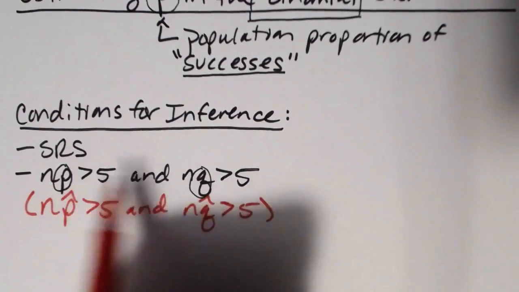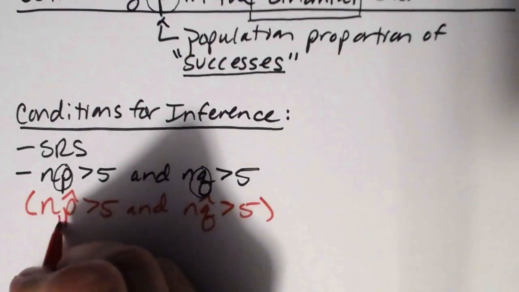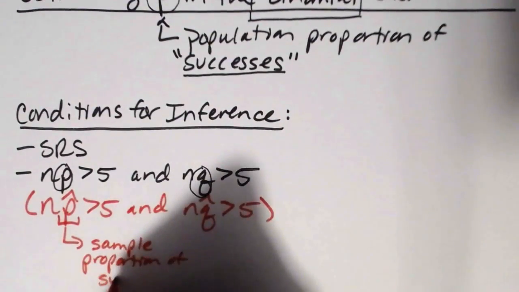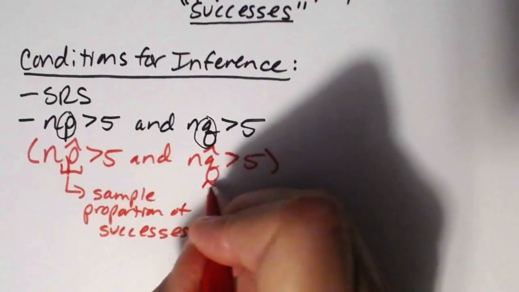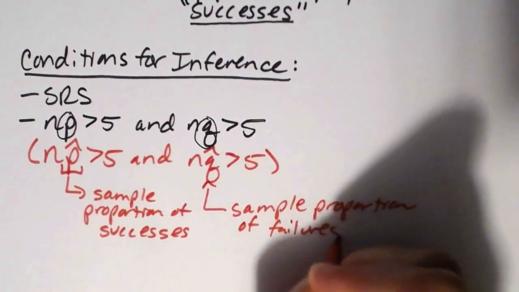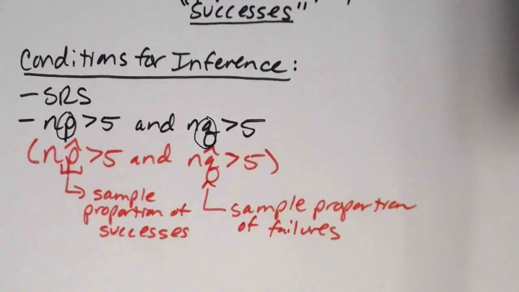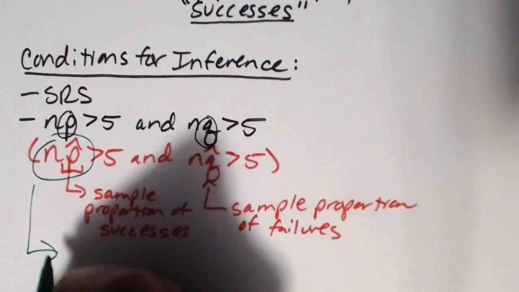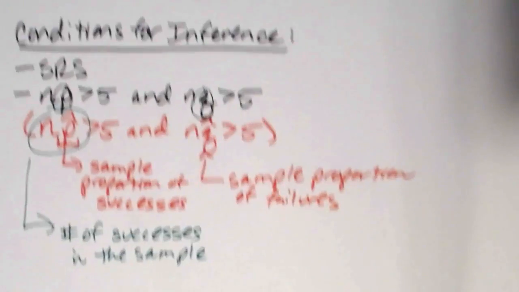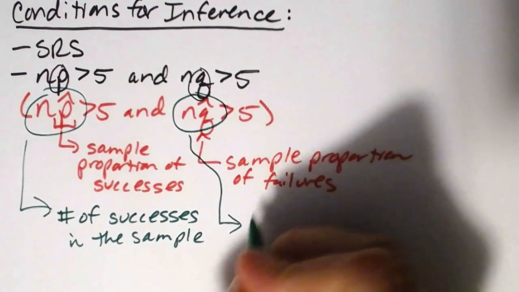Okay, now remember here, P and Q are the population proportion of successes and the population proportion of failures. So that means that p hat is the sample proportion of successes, and q hat is the sample proportion of failures. Okay, so we're taking the sample size, multiplying it by the sample proportion of successes, and what NP hat actually gives us is the number of successes in the sample. Similarly, if I take the sample size, multiply it by the proportion of failures, what that will give me is the number of failures in the sample.